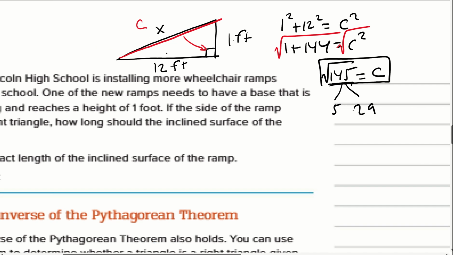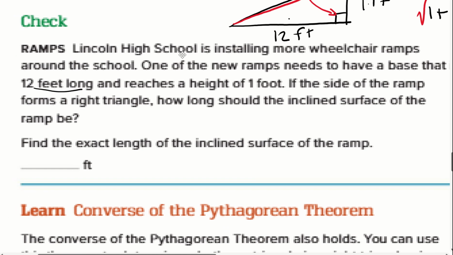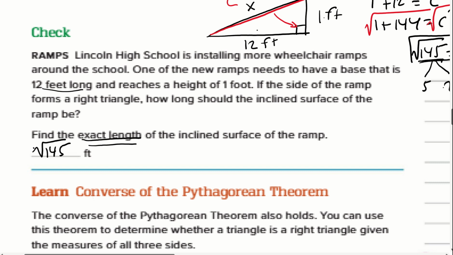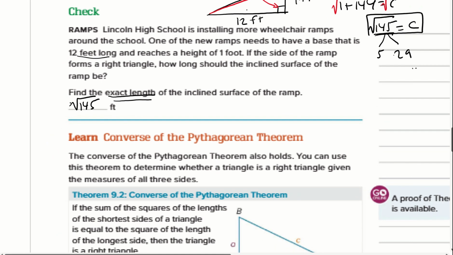Okay, so there are some radicals that you can't simplify, and you just leave it like that. All right, so the exact length is square root of 145 feet. This is why you have to know how to simplify radicals, because they might ask for the exact length, not a decimal, specifically like that, or if you can simplify it.